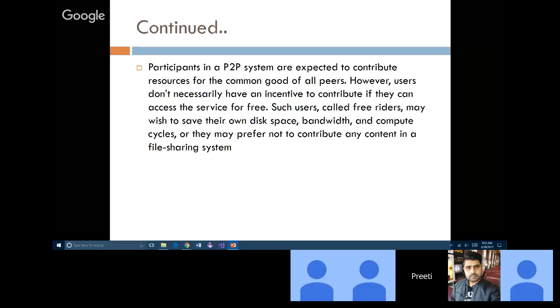The other thing is that participants in a P2P system are expected to contribute resources for the common good of all peers. However, users don't necessarily have an incentive to contribute if they can access the service for free. Such users, called free riders, may wish to save their own disk space, bandwidth, and compute cycles, or they may prefer not to contribute any content in a file sharing system. Obviously, if the content is free, users will try to save their bandwidth and computing cycles and may not contribute to the whole network, which might not help in the end.